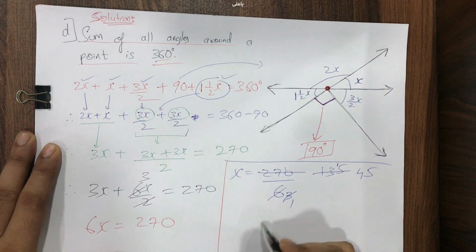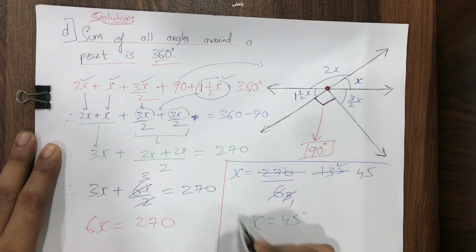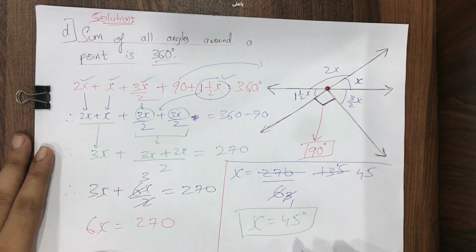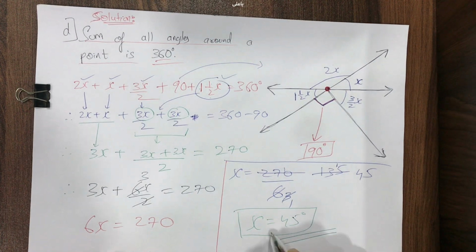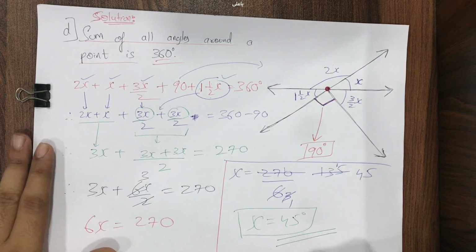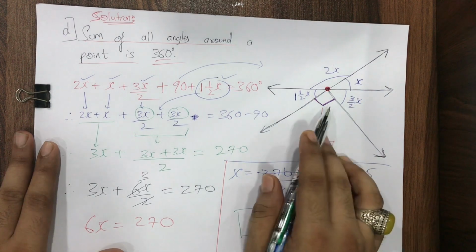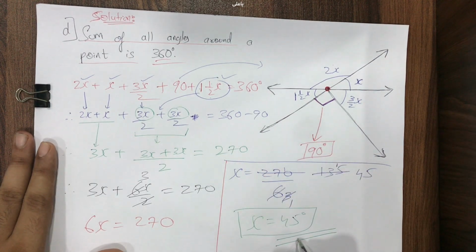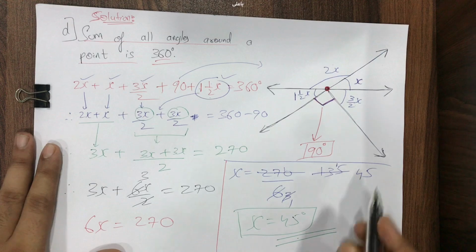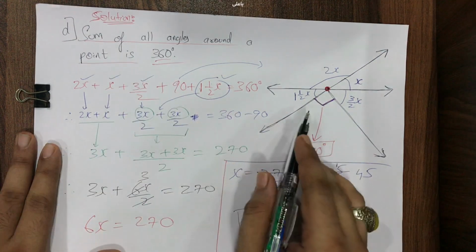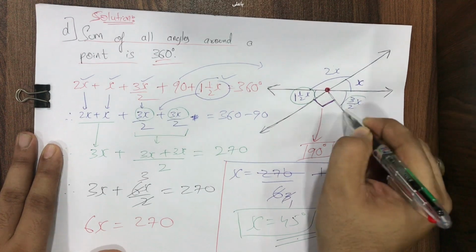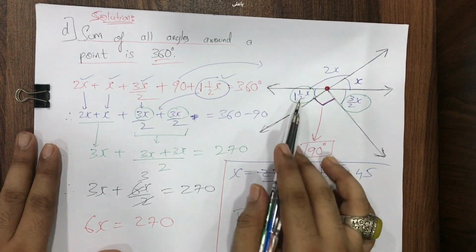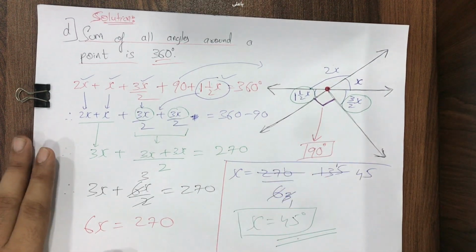My value of x is how much? 45 degree. Will I term this as my final answer? In excitement, 80% of you in exam mark this as your final answer and proceed to the next question. But if it's a 4 marks question, you will only get 2 marks for this. Because here we need to find the missing angles, and 1 upon 2 x is one of the missing angles, 3 upon 2 x is one of the missing angles. So we need to find the exact values of those angles, students.